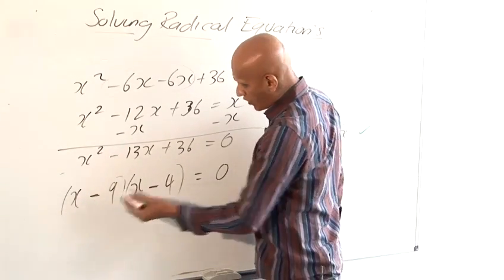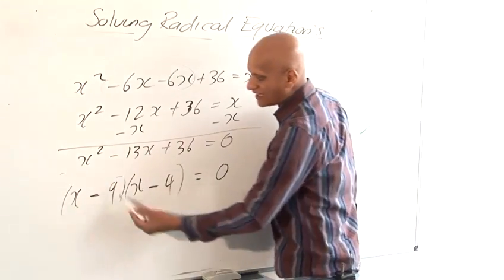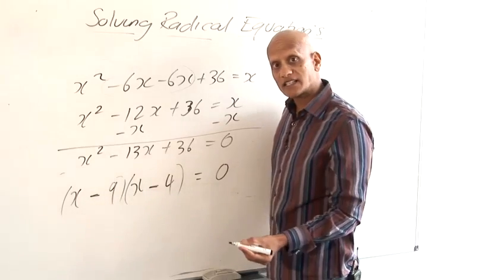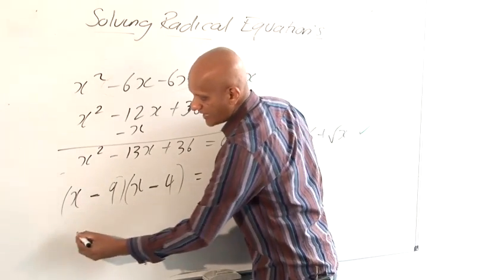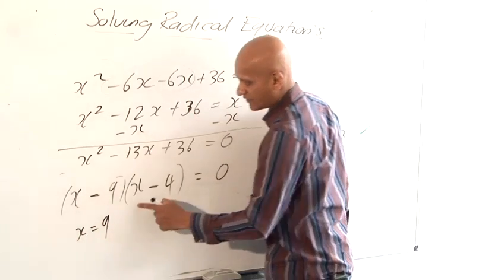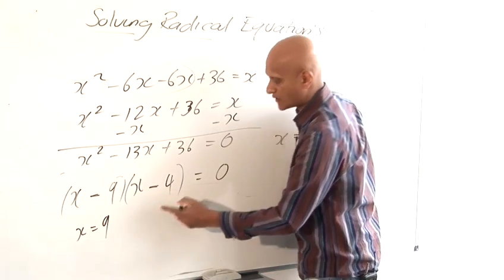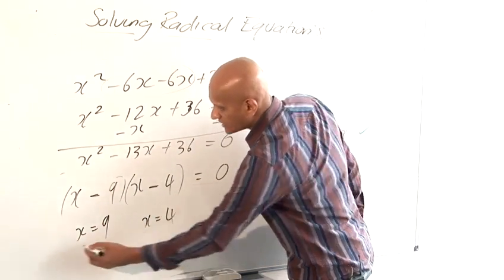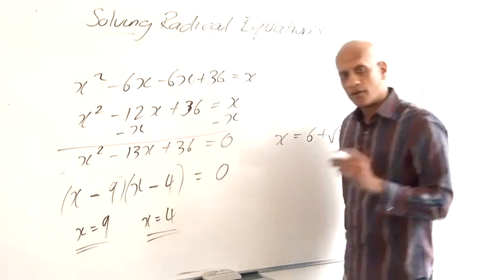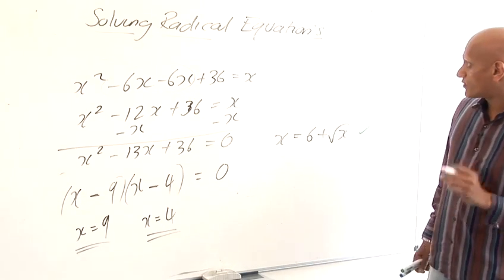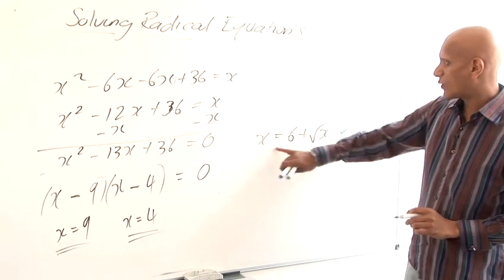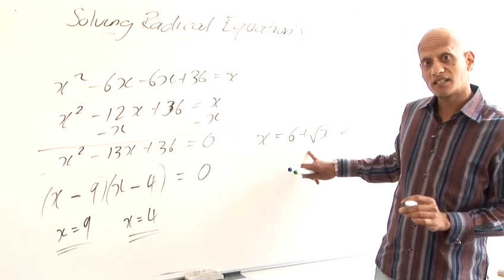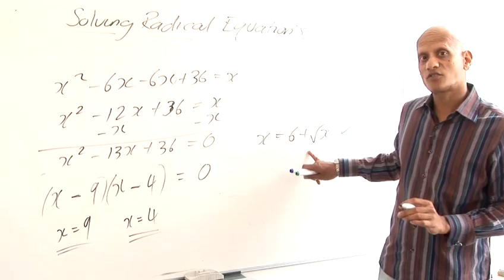And then now we've got our quadratic equal to 0 and factorised, so that means either the first factor must be 0 or the second factor must be 0. For this factor to be 0, x would have to be 9, and for this factor to be 0, x would have to be 4. So these are my answers. Now remember, if we have a radical equation, we must check our answers back in the original equation, because the step that we did first, which was squaring, introduces false solutions.